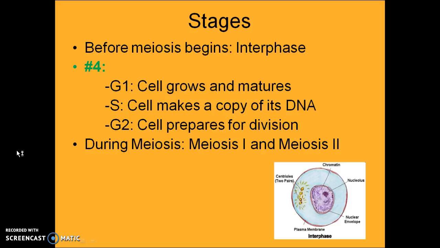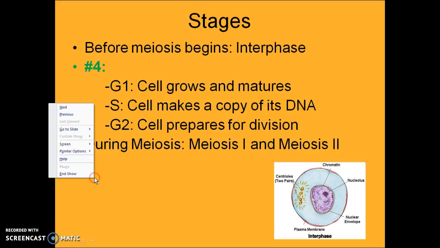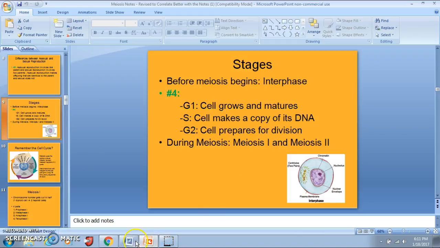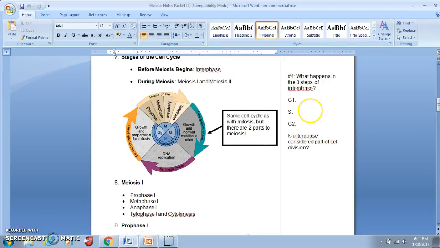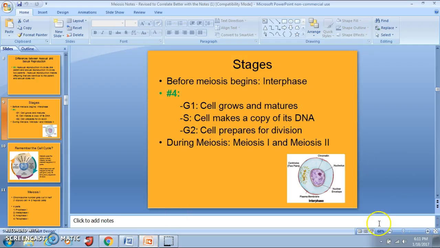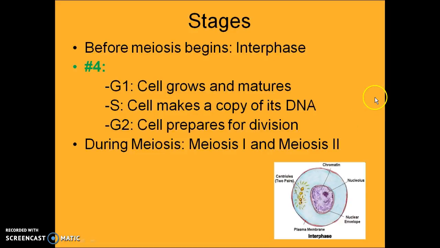Now, just like before, meiosis occurs in these cells in the ovaries and the testes, and those cells do go through interphase as part of their cell cycle. And just as a reminder, question number 4 on the right-hand side of your notes asks what happens in the 3 steps of interphase. So we can fill in what takes place.